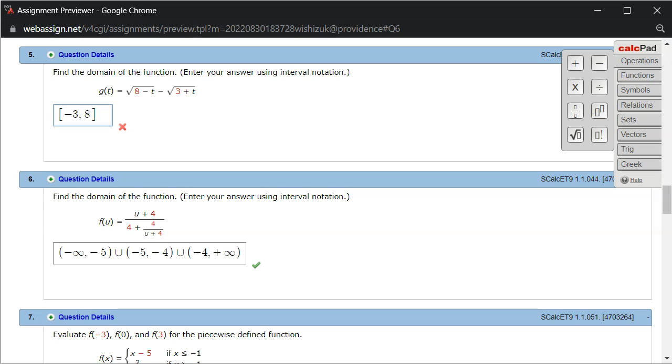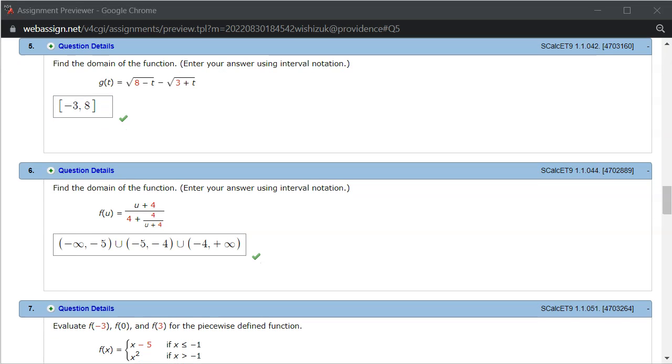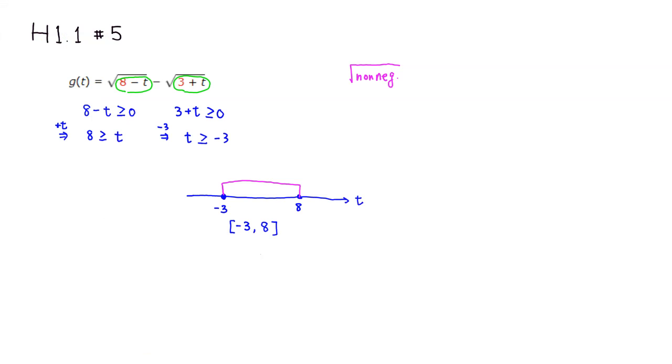All right, let's check the answer. I came back and it looks like we got number 5 correctly. All right, that's it. I hope that this was clear.